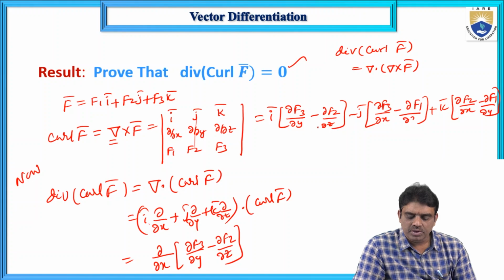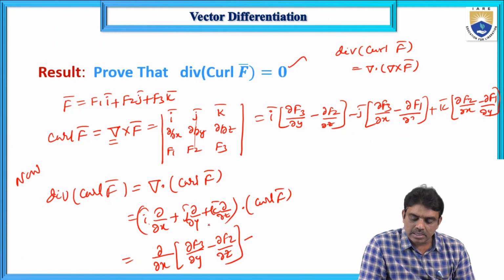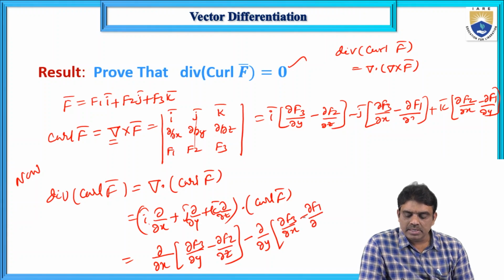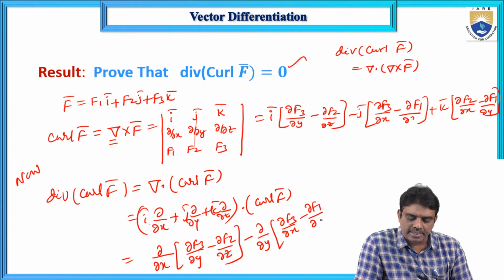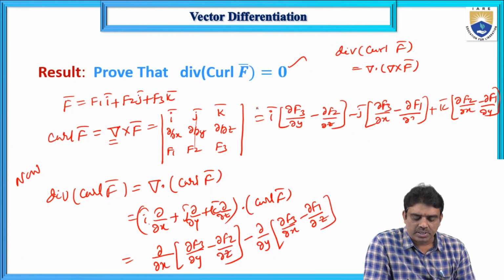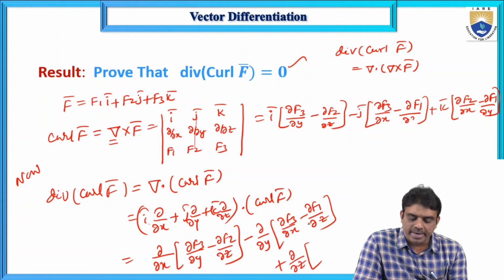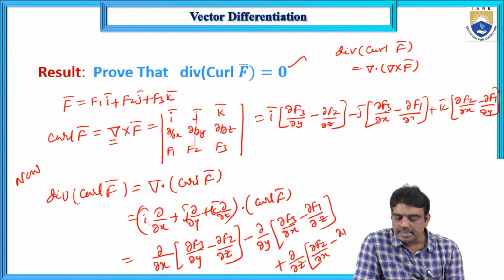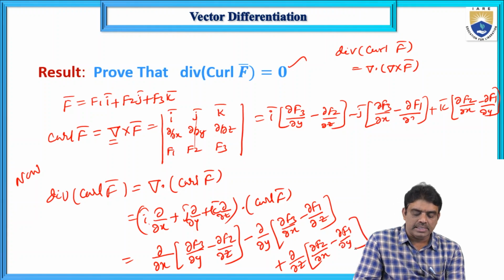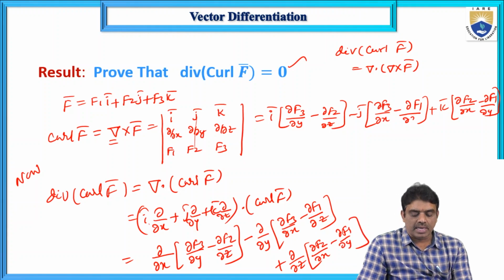Dou by dou x of this value, minus j bar dot j bar is 1, dou by dou y of the j bar coefficient, dou f3 by dou x minus dou f1 by dou z. And the last one, dou by dou z of this one, that is dou f2 by dou x minus dou f1 by dou y. This is the final divergence of curl f bar.